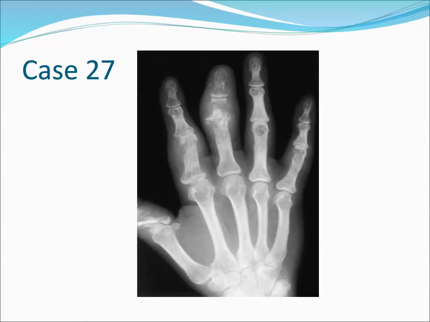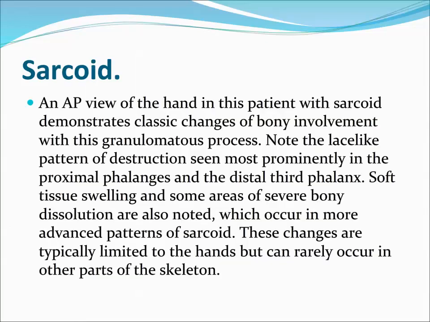An AP view of the hand in this patient with sarcoid demonstrates classic changes of bony involvement with this granulomatous process. Note the lace-like pattern of destruction seen most prominently in the proximal phalanges and the distal third phalanx. Soft tissue swelling and some areas of severe bony dissolution are also noted, which occur in more advanced patterns of sarcoid. These changes are typically limited to the hands but can occur in other parts of the skeleton.